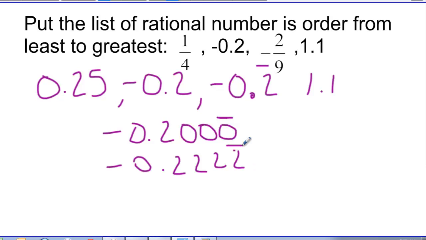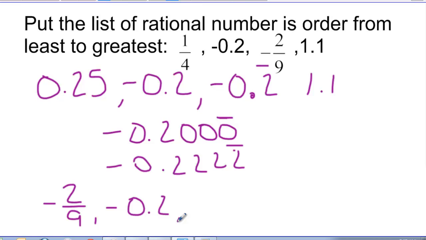If I look at it that way, they both have a 0 in the ones place, they both have a 2 in the tenths place, but after that, 0.2 has zeros in all the place values, and 0.2 repeating has 2's in all the place values. So if I was thinking of these as positive numbers, 0.2 repeating would be bigger. However, these are negative numbers, so it's backwards. So negative 0.2 repeating, or negative 2/9, is going to be the furthest away from 0, or the smallest number. So that's my very smallest. Then I have negative 0.2.